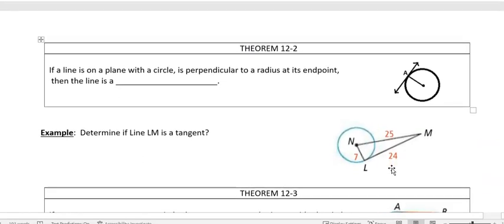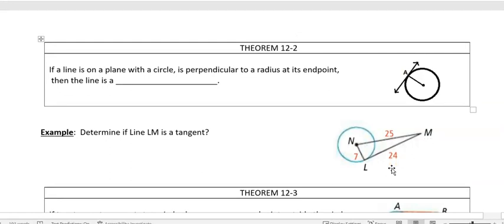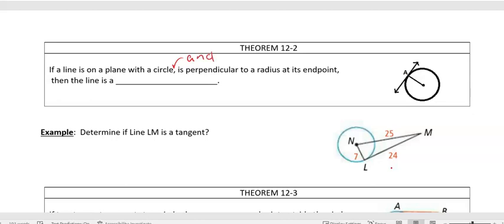All right, when we look at this, it says if a line is on a plane with a circle, it is, it's supposed to say and. There we go, put the word and in there. If a line is on a plane with a circle and is perpendicular to the radius at its endpoint, then the line is a what? Well, we already learned that if it is a tangent, then it is perpendicular to the radius. What do you think is true if you have some line that is perpendicular to the radius? Then that line will be a what? Tangent. Fantastic.